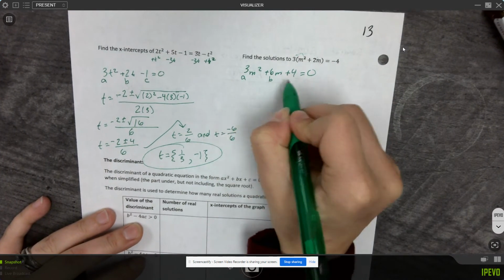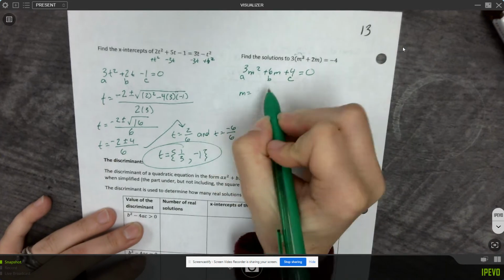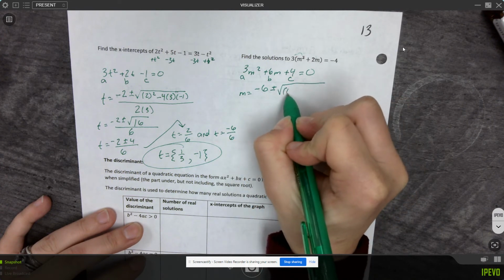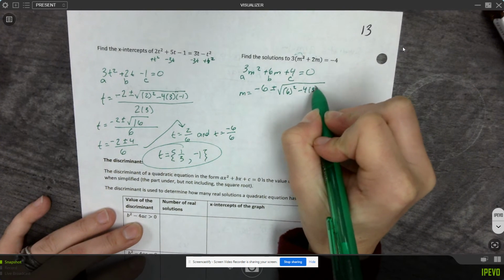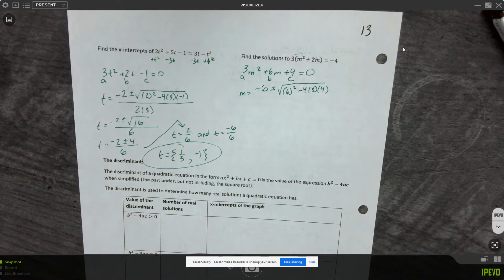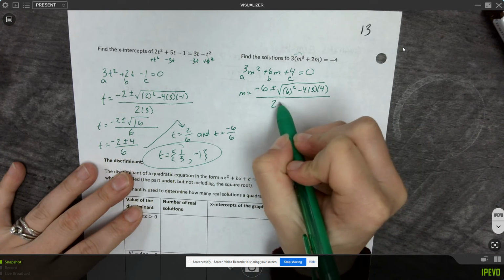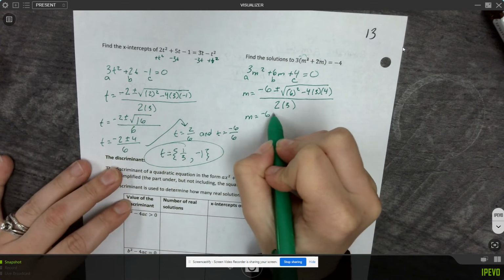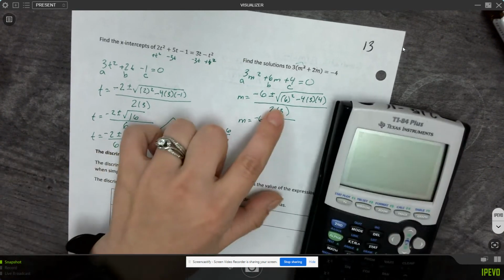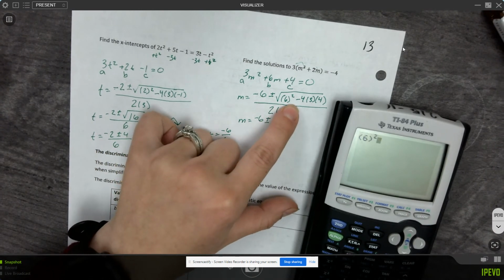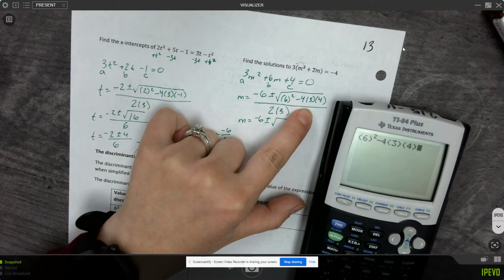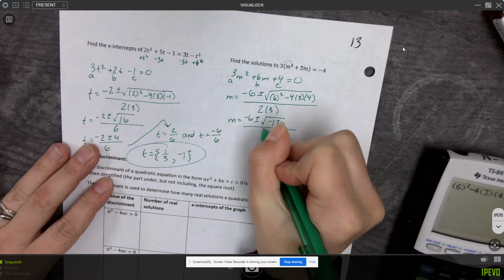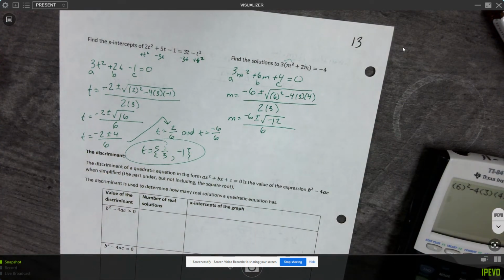Now I have a, b, and c. So m equals negative of my b value plus or minus the square root of b squared minus 4 times a times c, all divided by 2 times a. My negative 6 is just a negative 6, plus or minus the square root of, let's take 6 squared, minus 4 times 3 times 4. I get negative 12. All divided by 2 times 3, which is 6. Okay, 12.